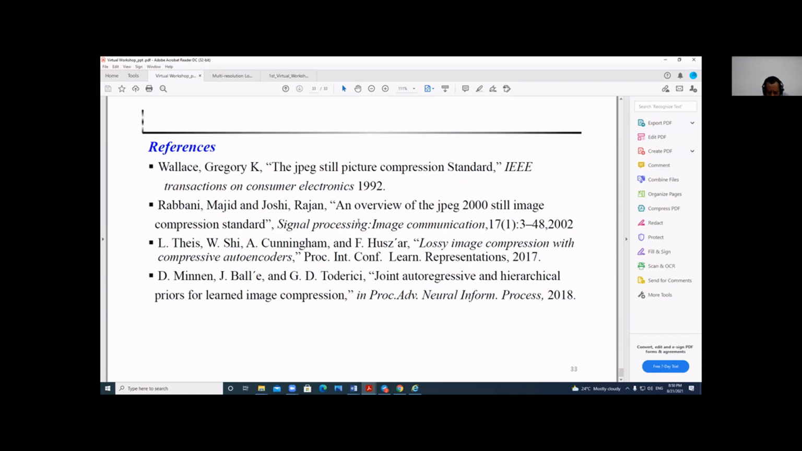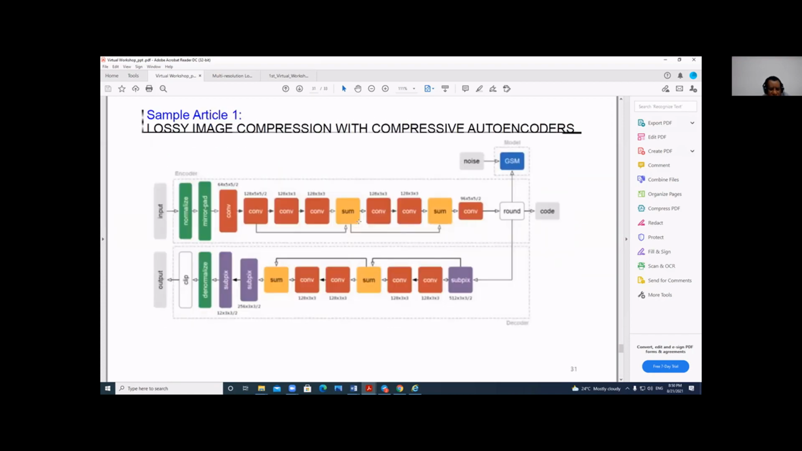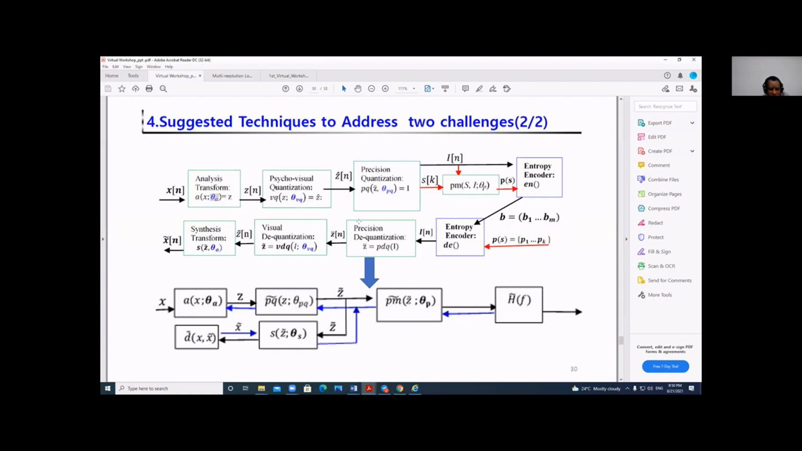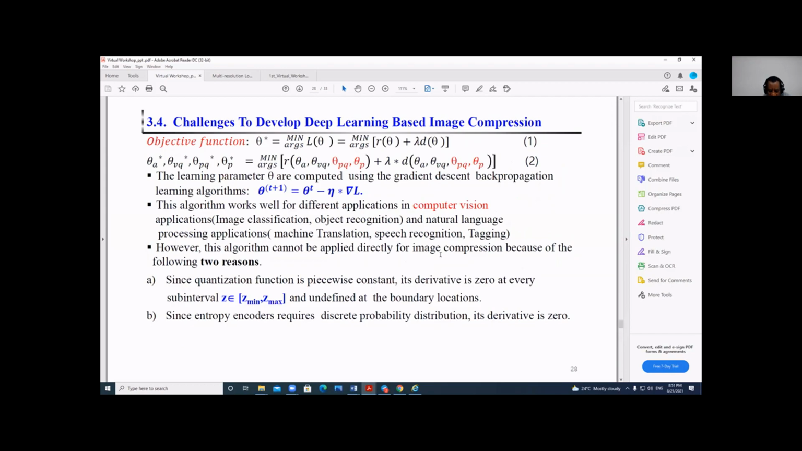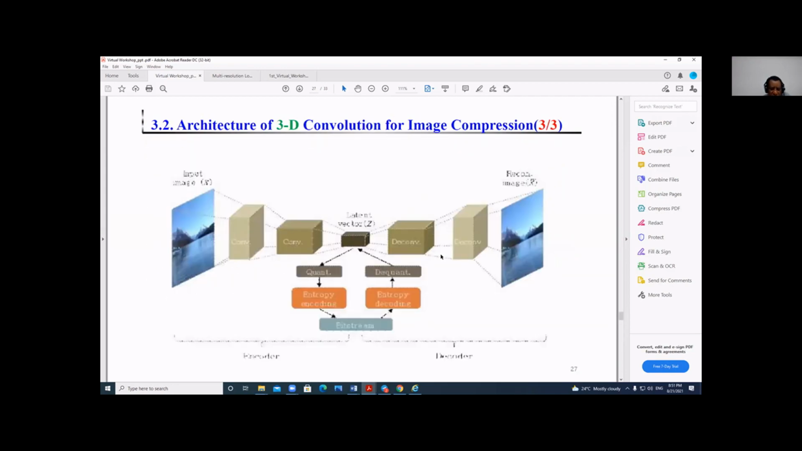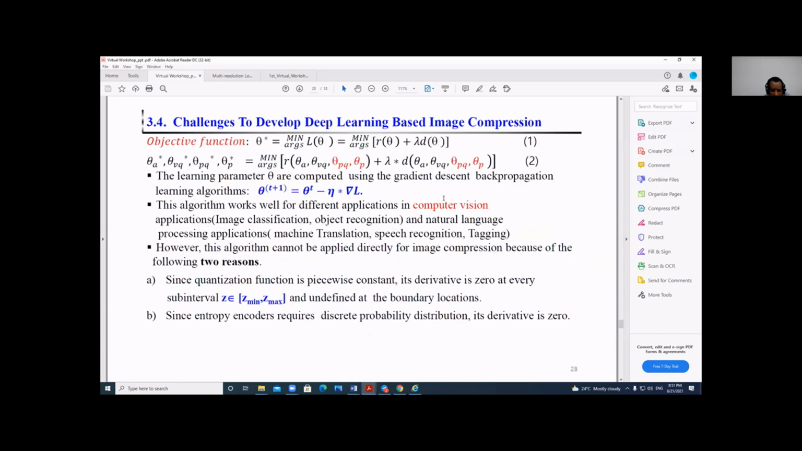Sorry, taking much time. As a recap, my emphasis is that because of the quantization step and discrete probability, we cannot use the standard convolutional neural network that is used for different applications in image processing, natural language processing and computer vision. Okay, thank you.